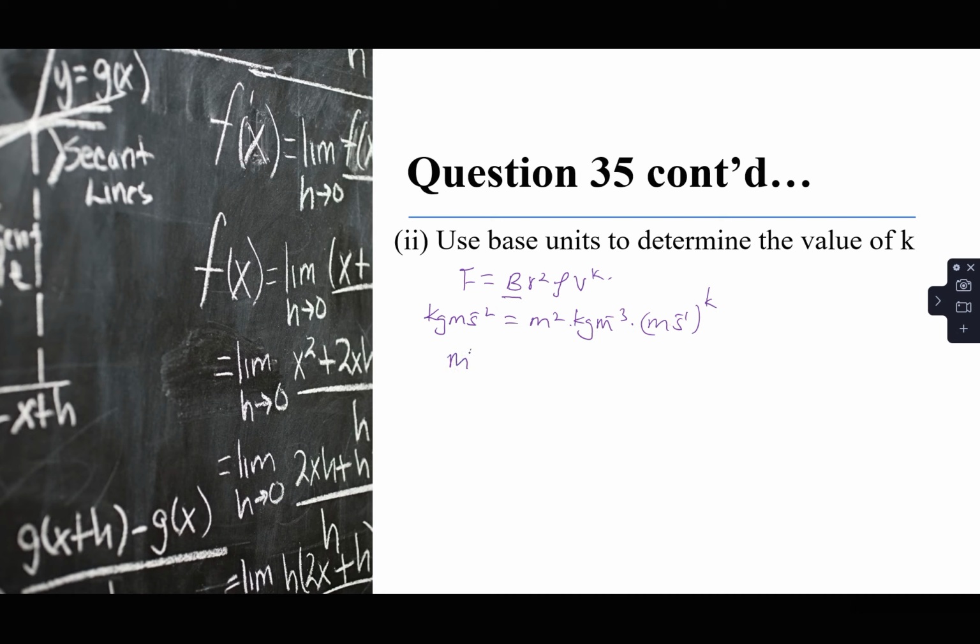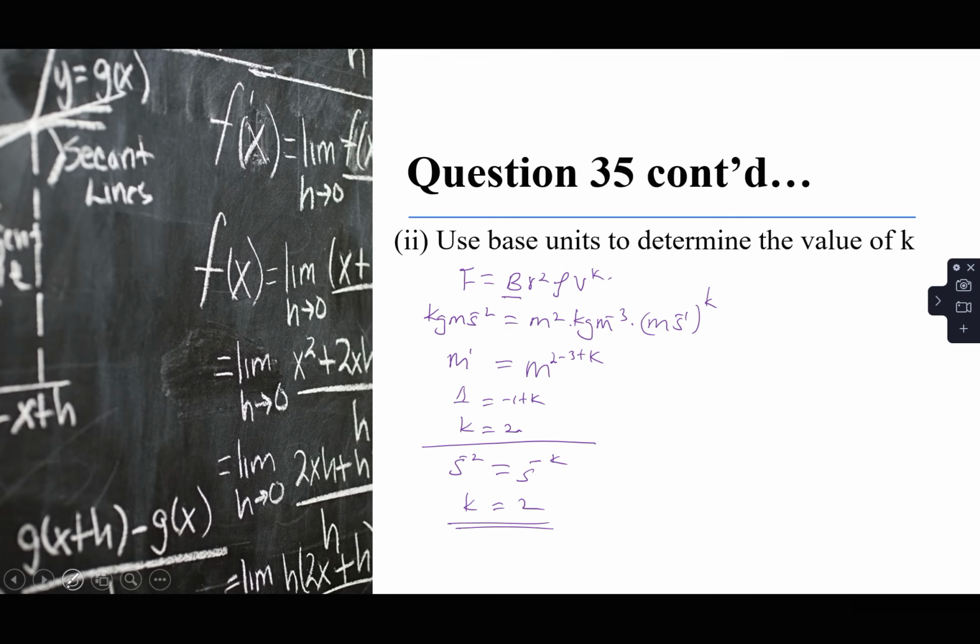This side I have M power 1. The other side I have M power 2 plus negative 3 plus K. Equating the powers, I have that 1 is equal to negative 1 plus K, which makes K to be equal to 2. I could also have used the S. On the left, I have S power negative 2. On the right, I have S power negative 1 raised to power K. It becomes negative K, which makes K to be equal to 2. So either way, K is still 2.